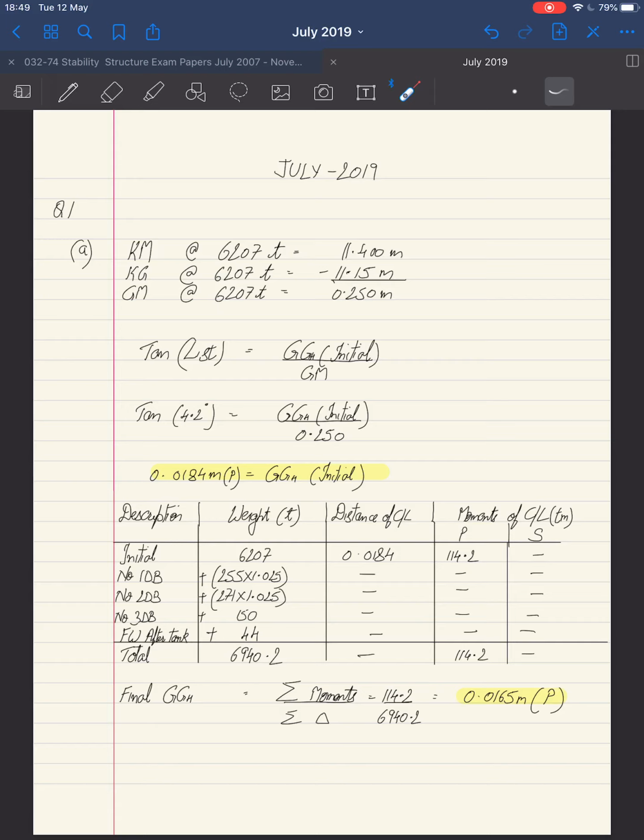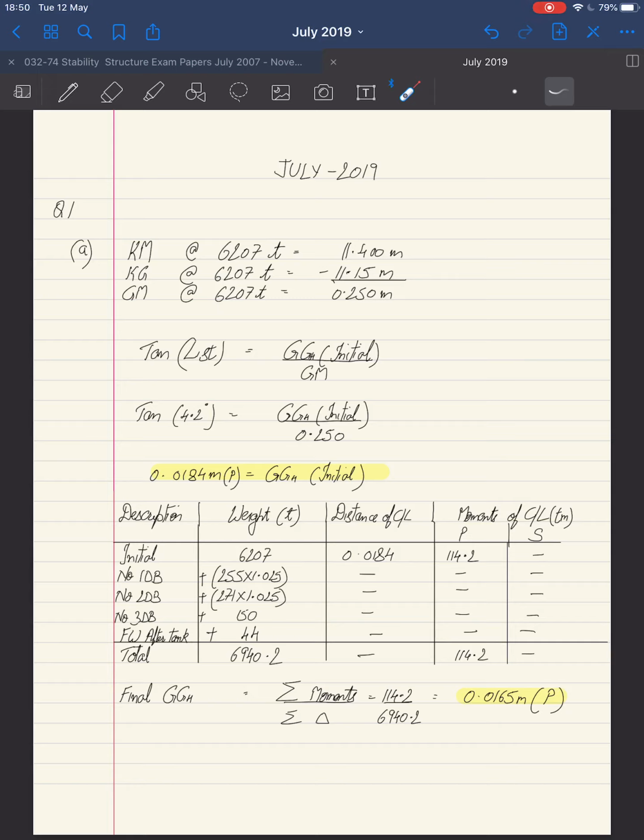We will first calculate the KM of the vessel at the initial displacement of 6207 tons. The KM has been obtained from the hydrostatic data, which is 11.400 meters. The KG of the vessel at 6207 tons was given as 11.15 meters in the question. We will then calculate GM at 6207 tons, which is 0.250 meters. So when we subtract KG from the KM, we will get GM.